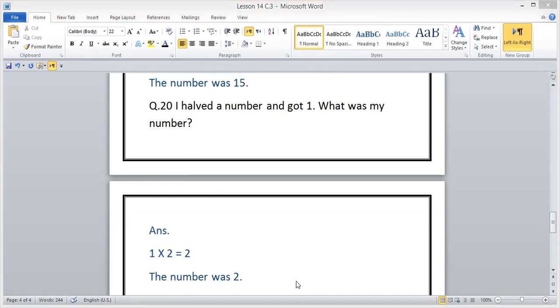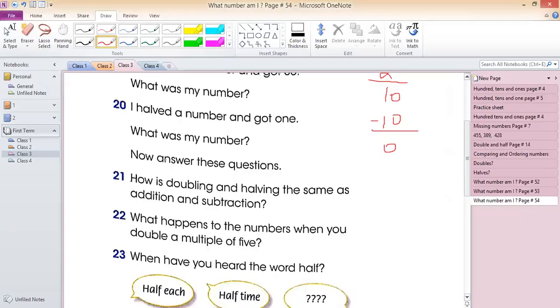Guys, we will finish up to question number 20. Okay, question number 21, 22, and 20. From 21 to 24, we will not do it. So in the book, cancel question number 21, 22, 23, and 24.